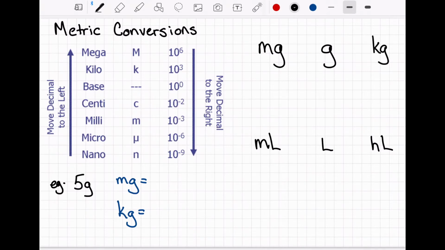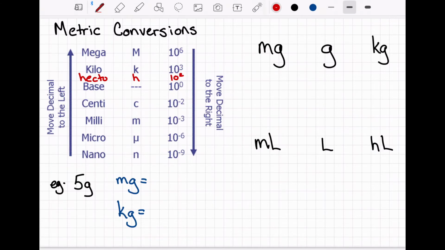The one that I do want to point out that's missing on this chart on the left-hand side of the screen here is, where is hecto? Hecto would be right in here, and we give it the letter H. So we can talk about hectoliters, and this would be 10 to the 2 greater than the base.